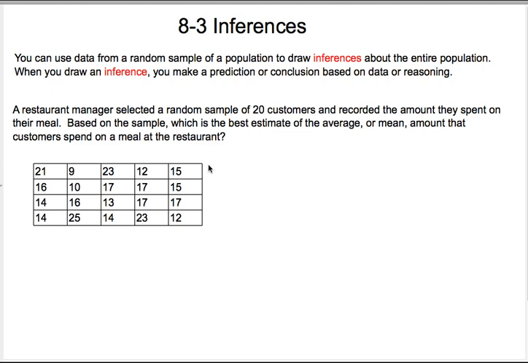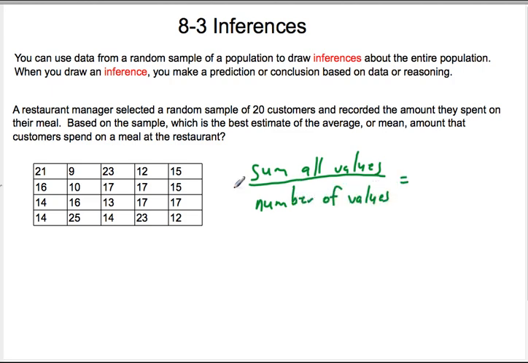So if you already know how to figure out average, pause the video and try to figure that out right now. And if you don't, just keep watching. So to figure out the average, you're going to add up all of the data values. Okay, so we call that the sum. So sum all values, and then we're going to divide that by the number of values. So if you add up all these numbers, you're going to get 320.